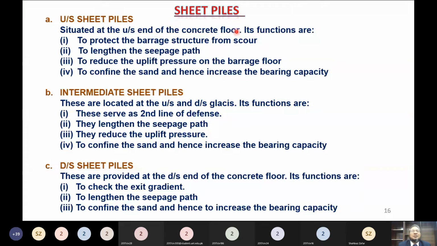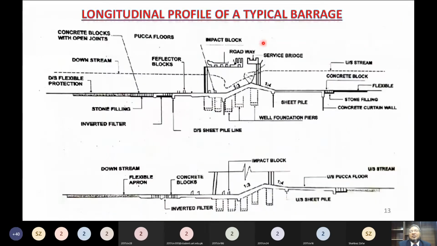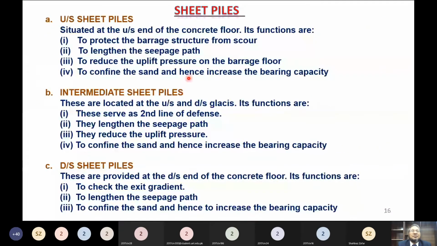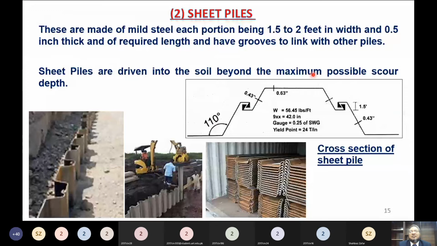And what are its functions? Number one, to protect the barrage structure from scouring. So this sheet pile protects the barrage structure from scouring. Number two, it lengthens the seepage path. Once the seepage path elongates, then the uplift pressure on the barrage structure will be reduced. Number three, to reduce the uplift pressure on the barrage floor. And number four, to confine the sand and hence increase the bearing capacity.